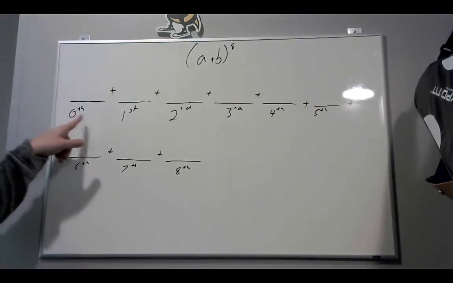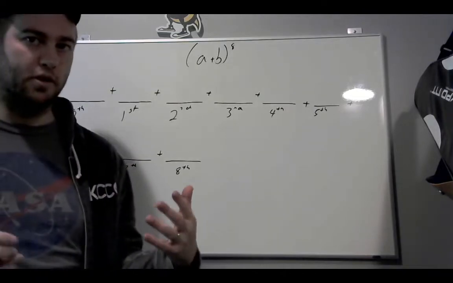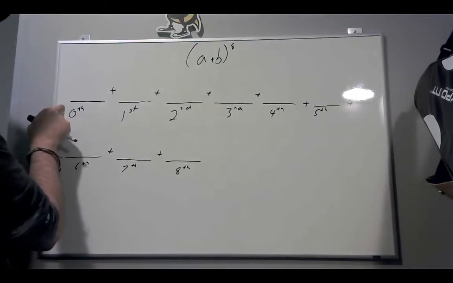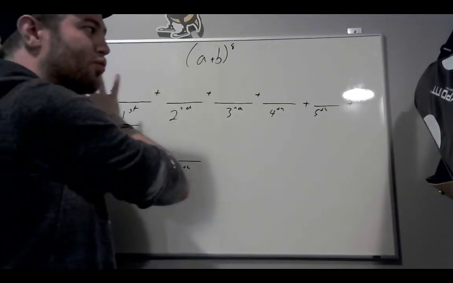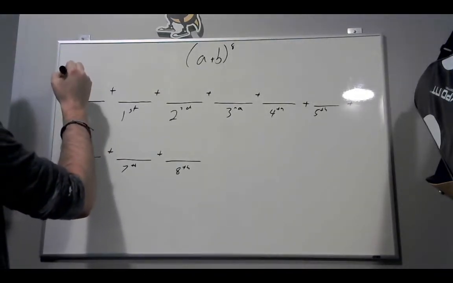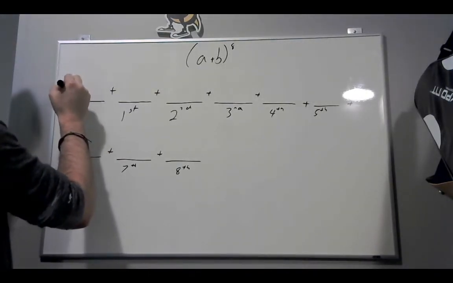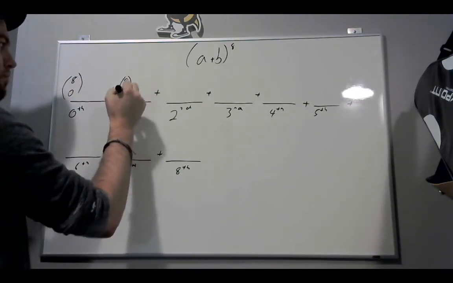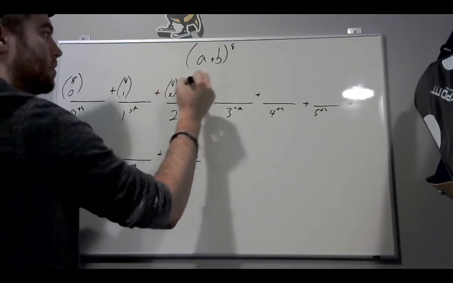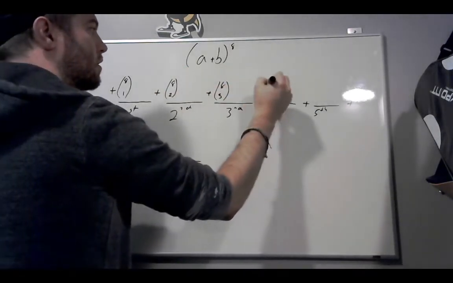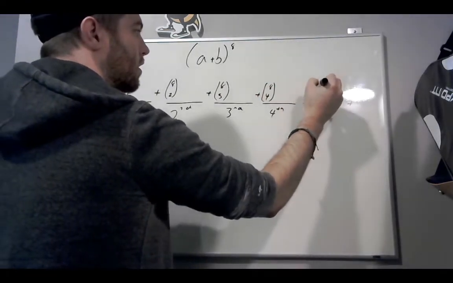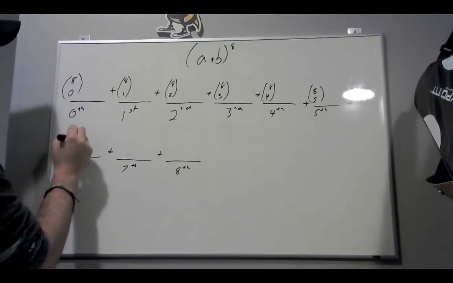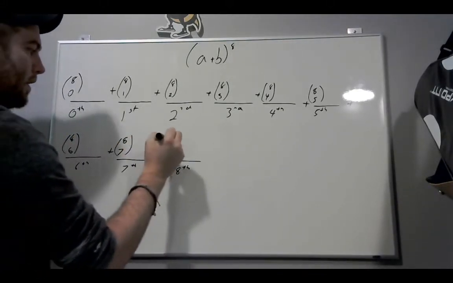As long as you start at 0 and you end up at your 8, you know you're doing it right. So now I'm going to start filling in my blanks. The first thing I'm going to do is write out the choose method for every single one of these. So this is going to be 8 choose 0 because I'm at the 0th item. This next one would be 8 choose 1, then 8 choose 2, 8 choose 3, 8 choose 4, 5, 6, 7, and 8.